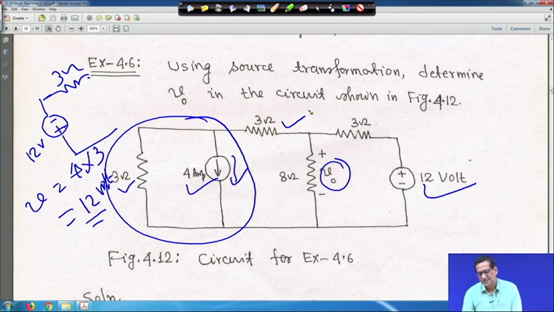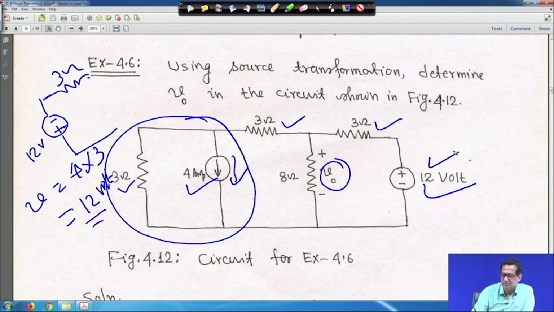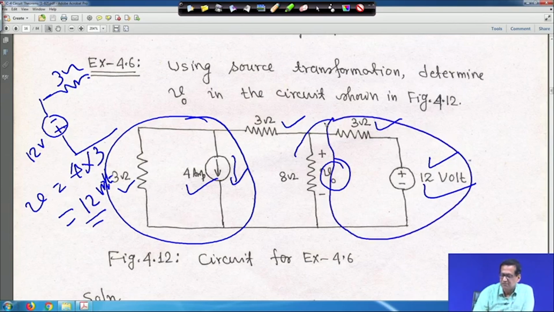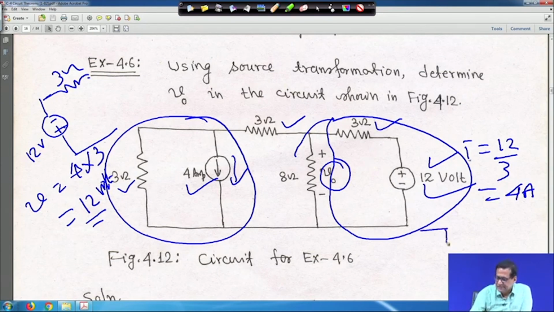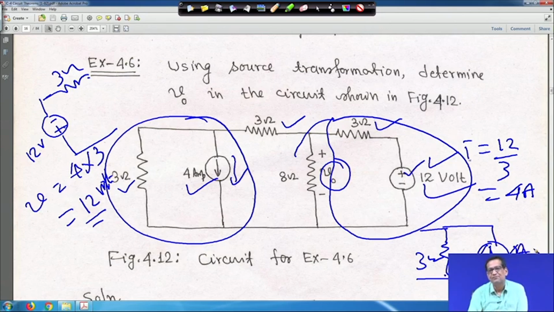Similarly, here also if you have this 3 ohm and this 12 volt, and we want to convert this portion into a current source and resistance, the 3 ohm will be parallel, then I is equal to 12 by 3, that is equal to 4 ampere. If we represent it by a current source, this 3 ohm resistance will be in parallel, and this will be your current source with the arrow upwards, because the plus polarity is here, and this will be your 4 ampere.